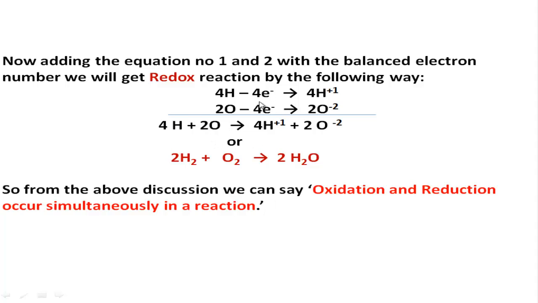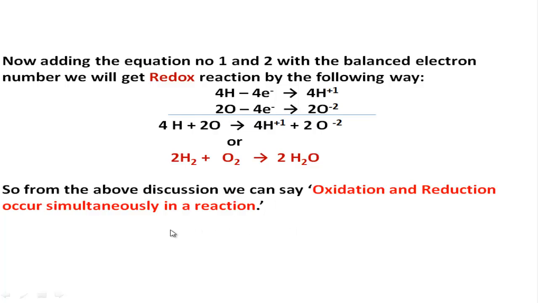So adding these two equations, the electrons will be cancelled, and in this way you have to write out the equation again. So from the above discussion, we can say oxidation and reduction occur simultaneously in a reaction. So my dear students, I hope you have a clear idea about redox reaction.